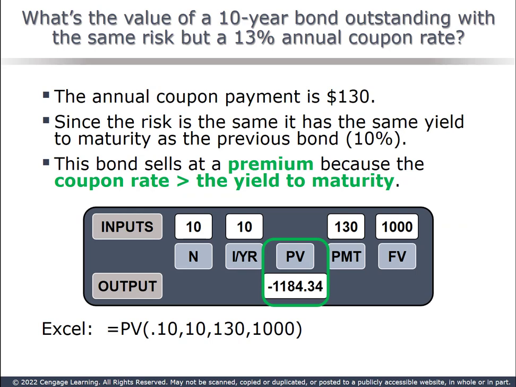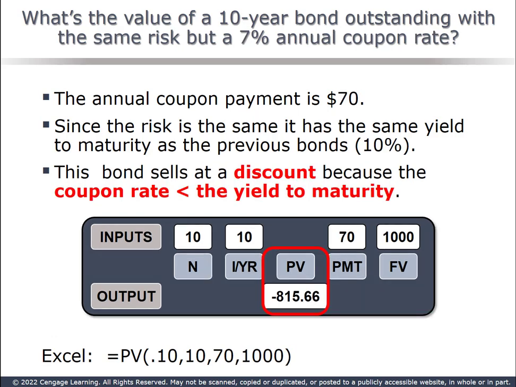What if the coupon rate on the bond were 13%? With a required return of 10% and a coupon rate of 13%, holders of this bond are getting a higher coupon payout than could currently be found in the market. The bond sells for more than $1,000. It's a premium bond. What if the coupon rate were 7% with a 10% required return? The bond's going to sell for less than $1,000. It's a discount bond.